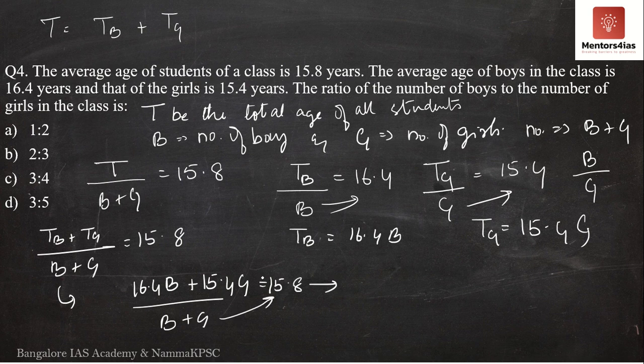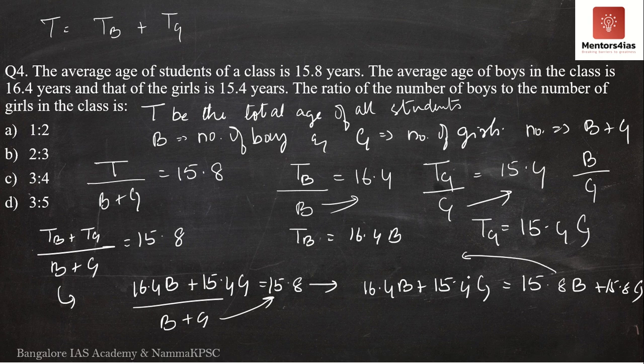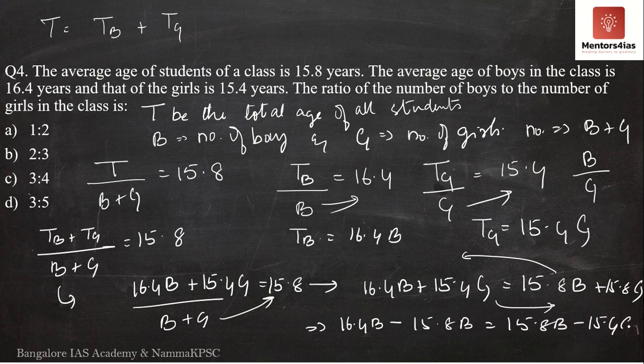Now taking b plus g to the right hand side, we get 16.4b plus 15.4g is equal to 15.8b plus 15.8g. Now what will I do? I will take 15.8b to the left hand side and 15.4g to the right hand side. So I'm left with 16.4b minus 15.8b is equal to 15.8g minus 15.4g. So 16.4 minus 15.8 is 0.6b, equal to 15.8 minus 15.4, which is 0.4g.